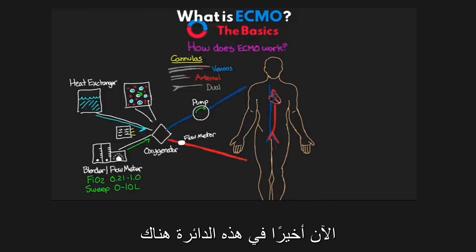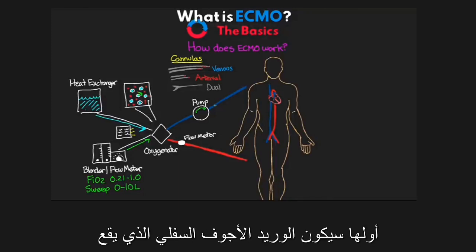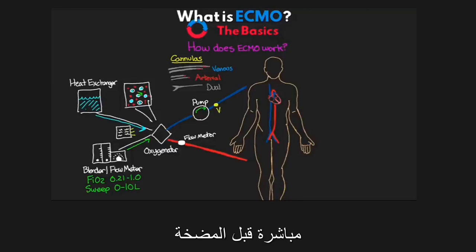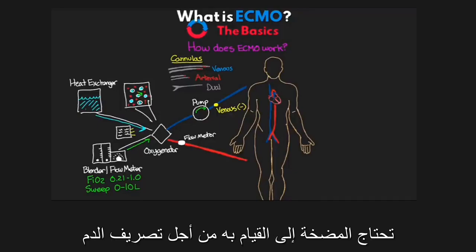Now, finally, in this circuit, there's 3 different places in which we're going to be monitoring pressures. The first is going to be the venous, which is right before our pump. And this one we should be seeing a negative value. This is basically the amount of work that the pump needs to do in order to drain the blood from the patient.